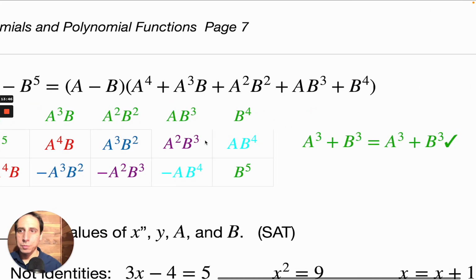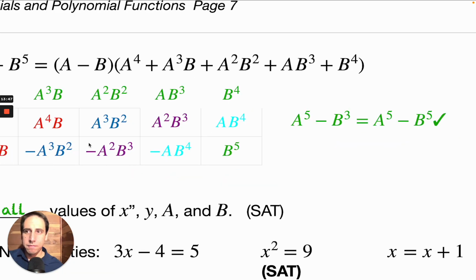So, pause. So you can see we've got a to the fifth minus b to the, that should be fifth. All right, a to the fifth minus b to the fifth equals a to the fifth minus b to the fifth. Yes, the left side equals the right side after we remove the parentheses, and so we're done.